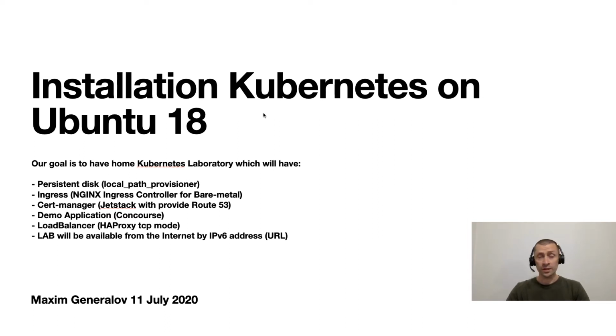And in the end, the cool thing about this installation will be that the lab will allow people to connect to the software which will be deployed, in this case Concourse, by IPv6. So we will use a URI which will forward our request to the IPv6 address.